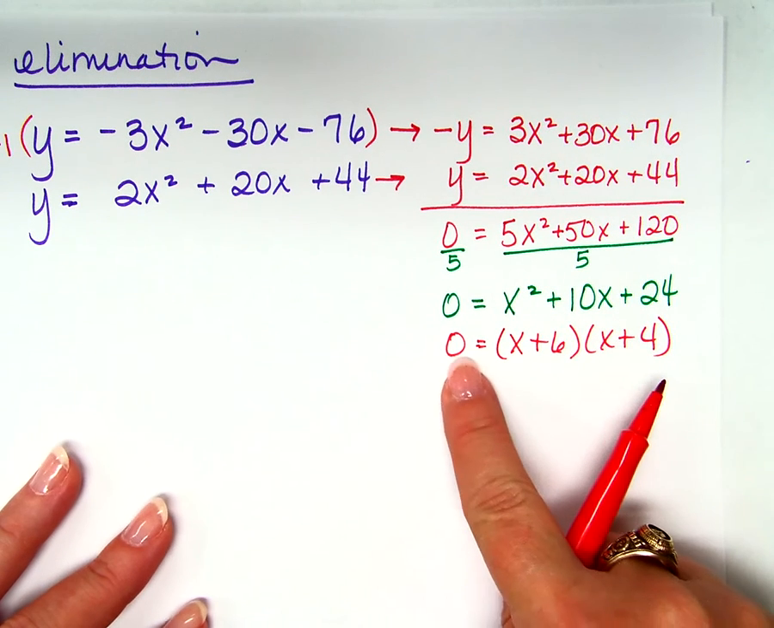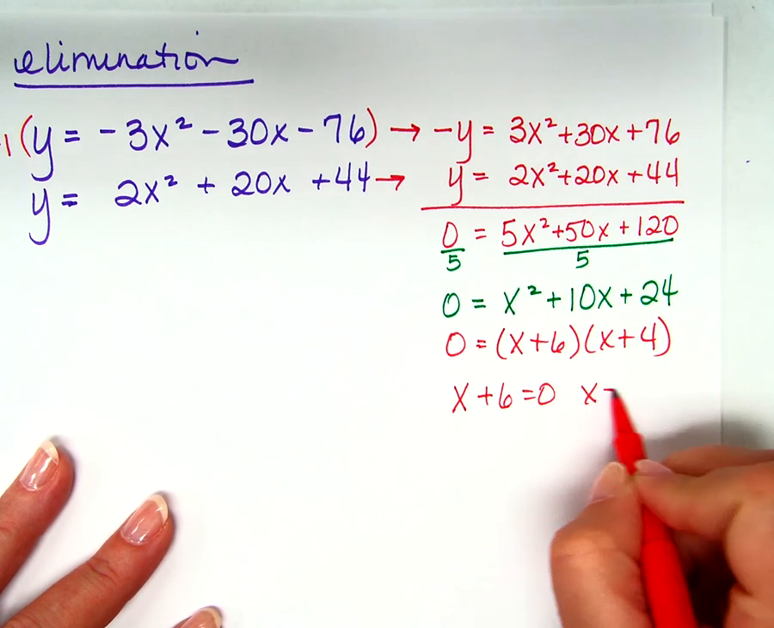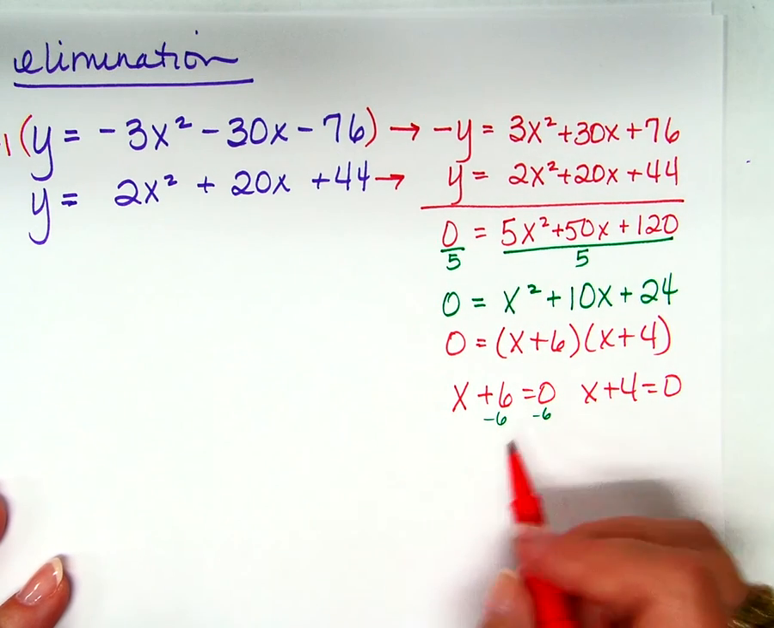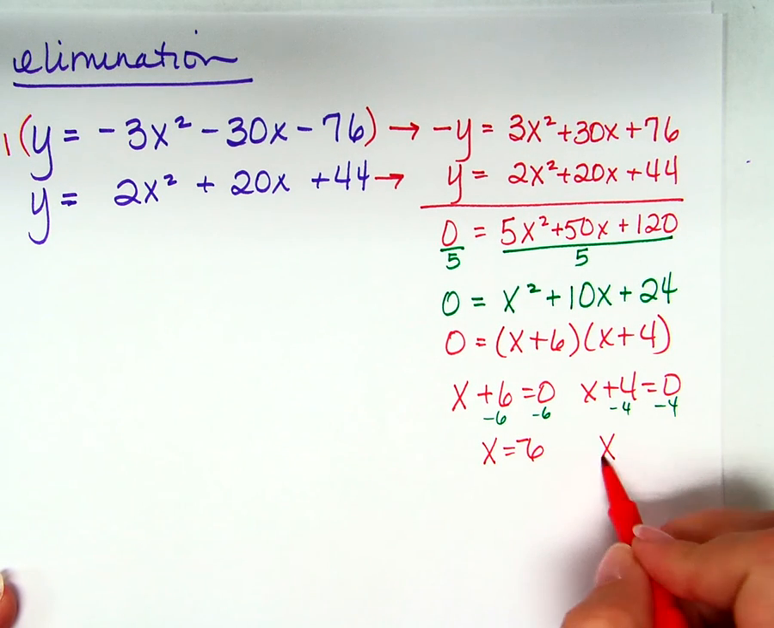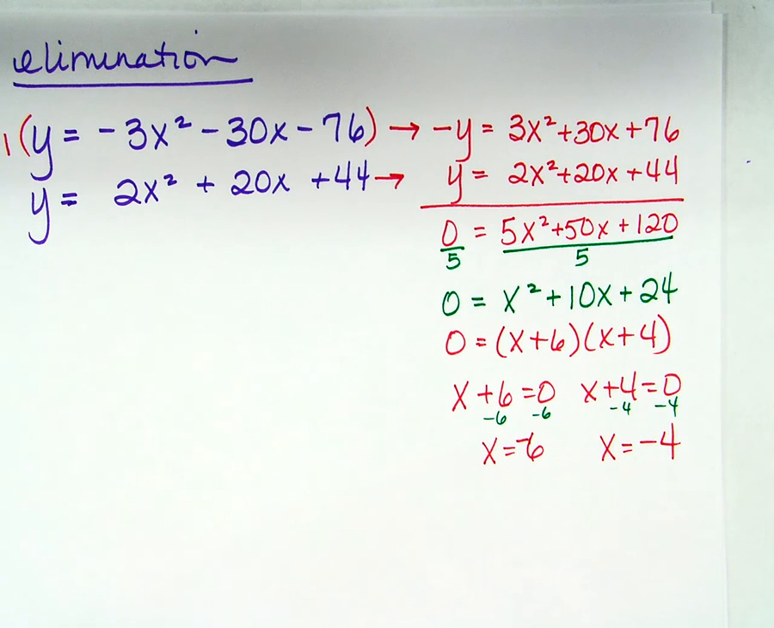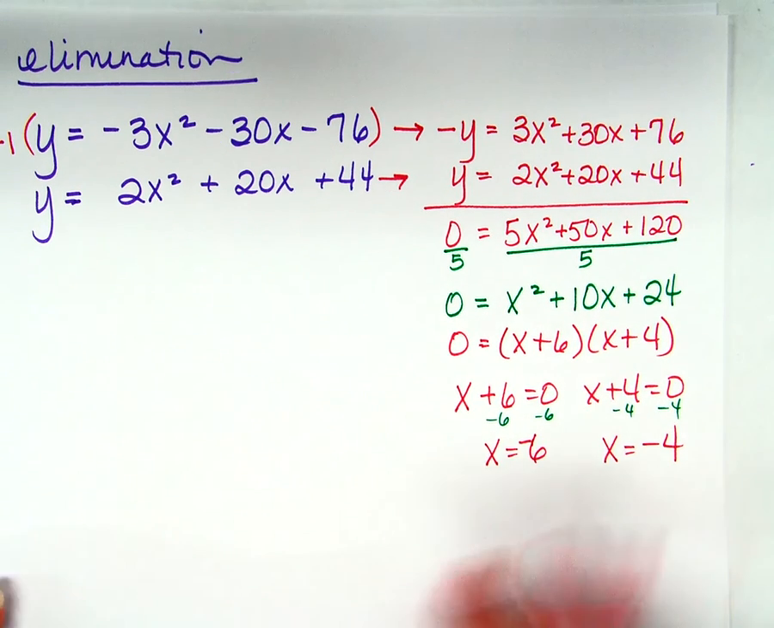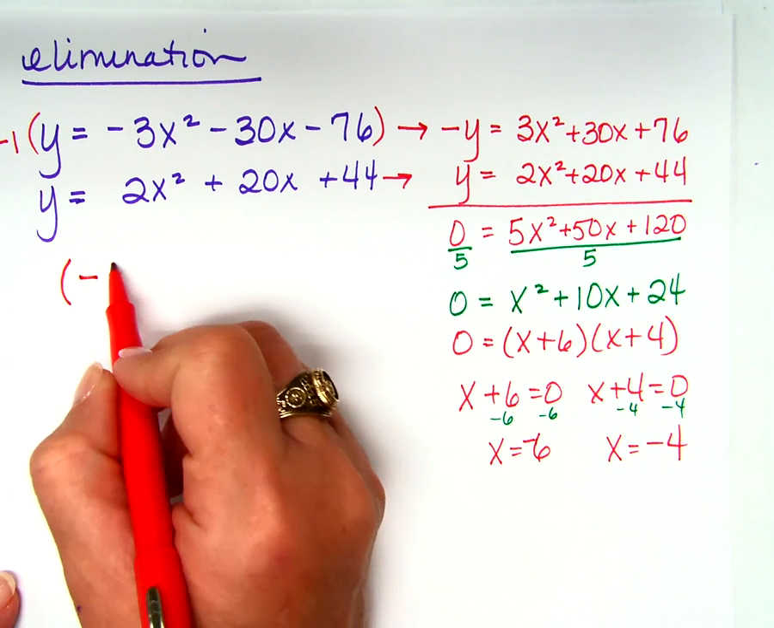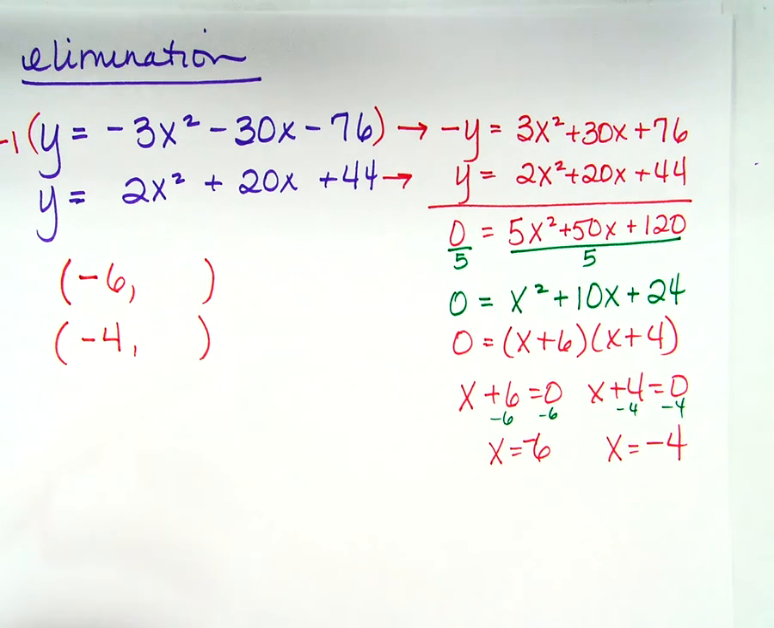What does the zero product property tell me I need to do now? Set them both equal to 0, right? So if I subtract 6 from both sides, I get x equals negative 6. And if I subtract 4 from both sides, I get x equals negative 4. So what have I just figured out? I have two x values, which means I have 2 points of intersection. What does one of them look like? Yep, negative 6 something. And what's the other one look like? Negative 4 something. Now, how do I find out the somethings?